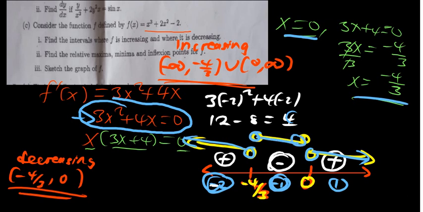That's why the interval here I've put to say it is increasing from negative infinity all the way to -4/3, union from 0 all the way to positive infinity. Then it is decreasing at the point from this point all the way to there, which is negative 4 over 3 comma 0. As simple as that.